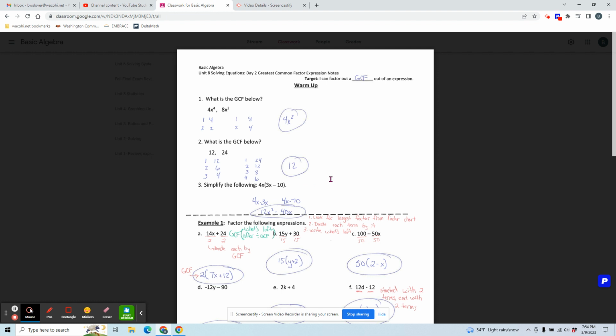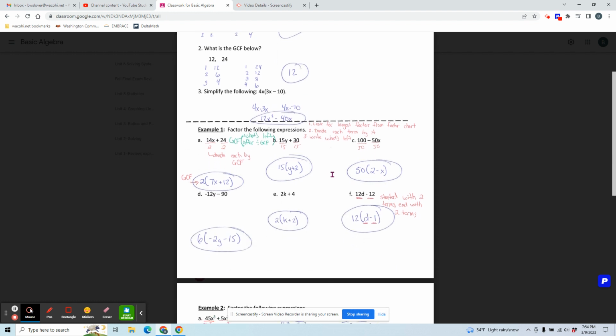That's our goal. In order to do that, we've got some steps for success. So our directions say factor the following expression. Step 1, you're going to look for the largest factor from your factor chart. Step 2, you're going to divide each term by your greatest common factor. And step 3, you're going to write what's left after you divided in the parentheses. I know that sounded like a lot, so let's go through example A.